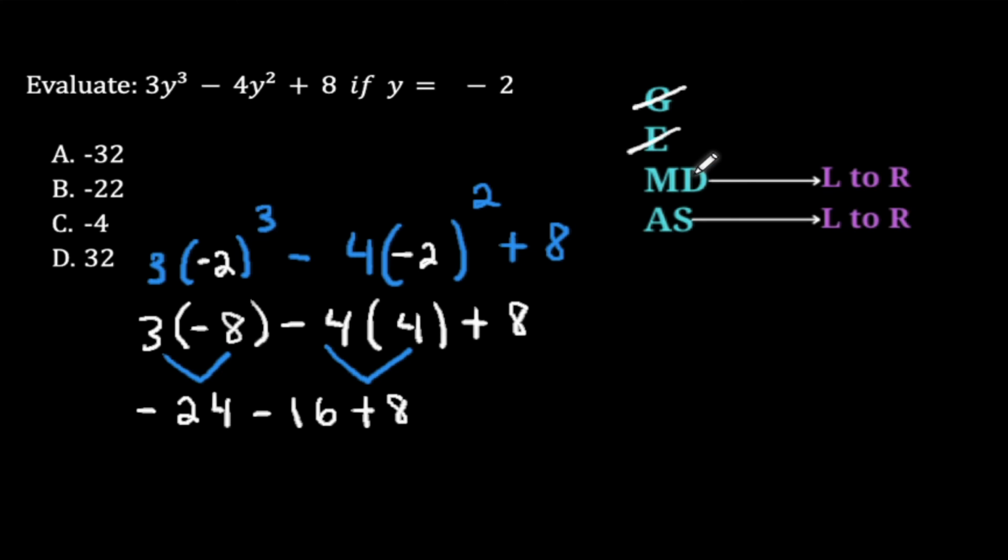Now we have addition and subtraction. So remember, we have to perform those operations in the order they appear from left to right, so whichever comes first. So we have negative 24 minus 16, so that is negative 40 plus 8. So your result here is negative 32. Answer choice A. All right, so let's move on to another problem.